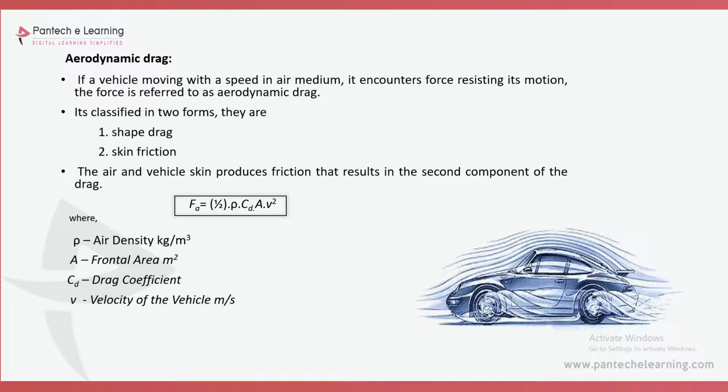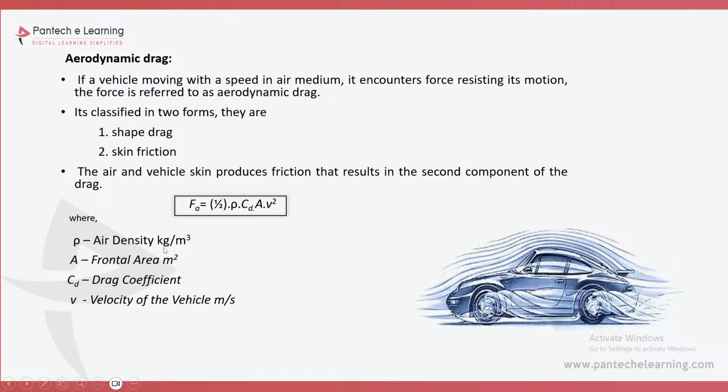So now we consider skin friction only, because when air moves, the vehicle produces friction on the skin of the car. The formula is half into rho into CD into A into V square: half multiplied by rho multiplied by CD multiplied by A multiplied by V square. Okay, so one by one we can see.